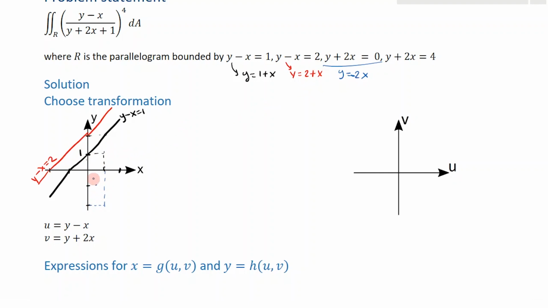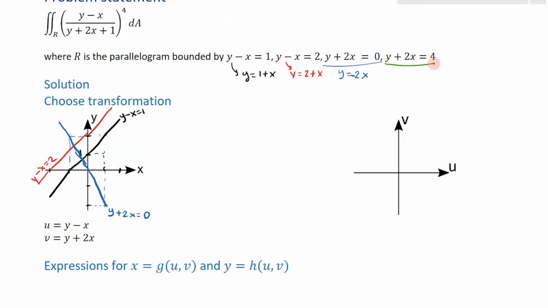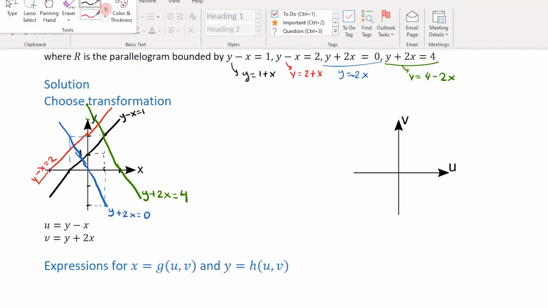It's a line with slope negative 2, like this, and like that. This is y plus 2x equals 0. And then we have y plus 2x equals 4, or y equals 4 minus 2x. So this would look something like this. So y plus 2x equals 4. So then the region is this parallelogram right here.